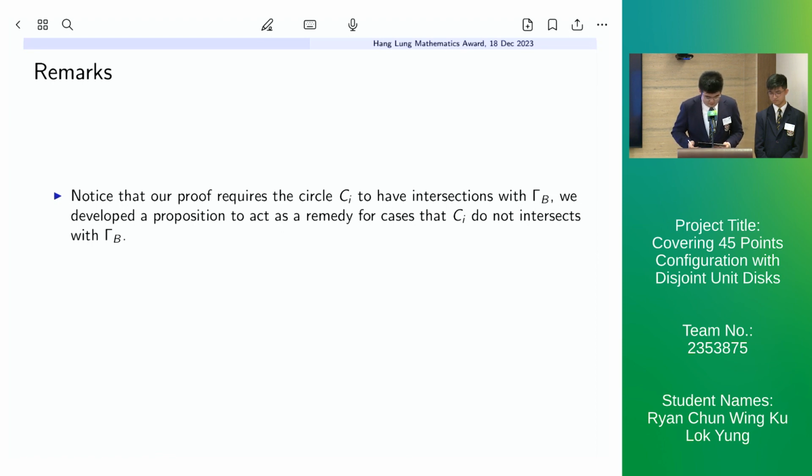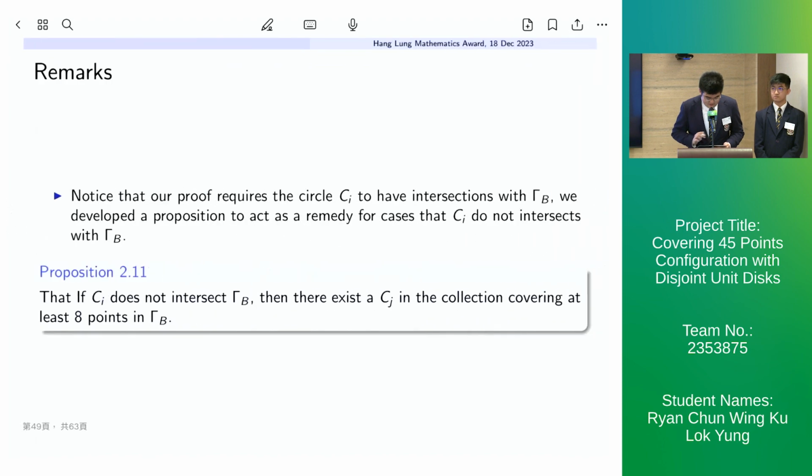Although the previous proposition result does not cover the cases where none of the disks in the collection intersects with gamma B, we developed proposition 2.11, which states that if Ci does not intersect with gamma B, then there exists a Cj in the collection covering at least 8 points in gamma B, which acts as a remedy.